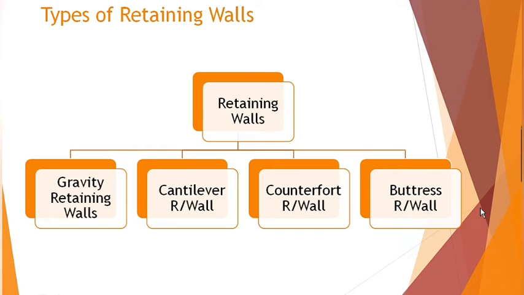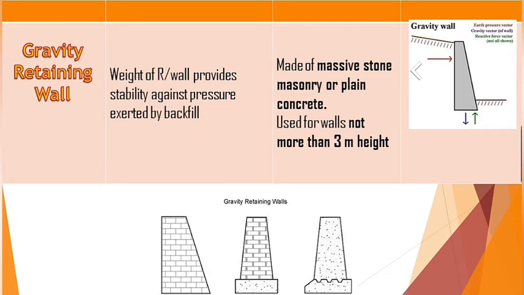Now next are the different categories of retaining walls. There are different categories depending on the type of material and on the basis of the structural behavior of the retaining wall. On the basis of material, we have stone masonry, concrete block masonry, plain concrete and RCC retaining walls. And on the basis of structural behavior, we have gravity, cantilever, counterfort and buttress retaining walls, which we will be studying in the coming slides.